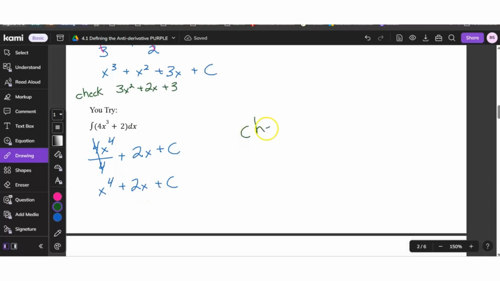Okay, let's do our check. Let's see if we did it right. So I have x to the 4th plus 2x plus c. The derivative, 4x cubed plus 2, and the c goes away. Is that what I started with? I did it right. Amazing.